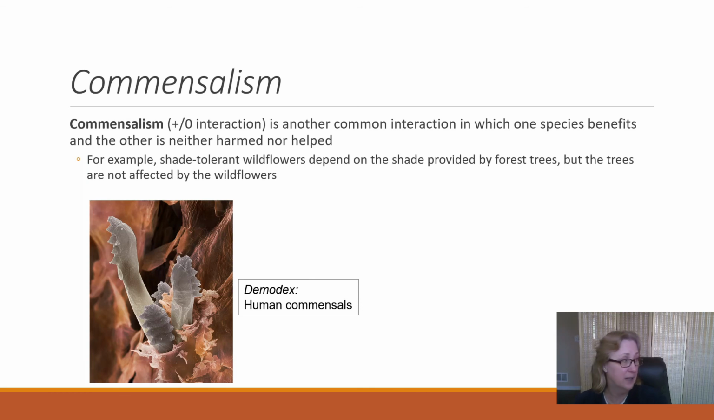Mange is a type of Demodex infection. It's a different species that infects the hair follicles so much and causes so much inflammation that the hairs fall out, and so you get bald patches. There's a human version of mange that's called scabies that's caused by a different species of Demodex. So this particular species is a commensal, but there are other species of Demodex that are parasitic because they harm the host.